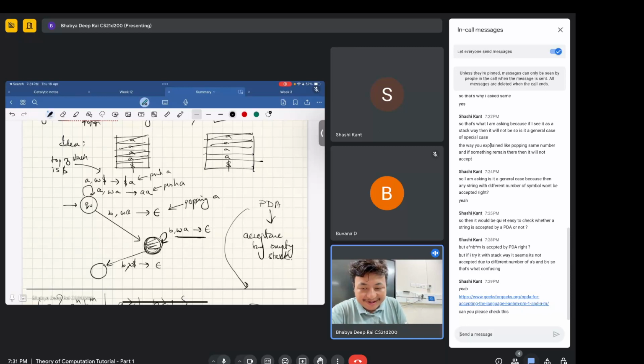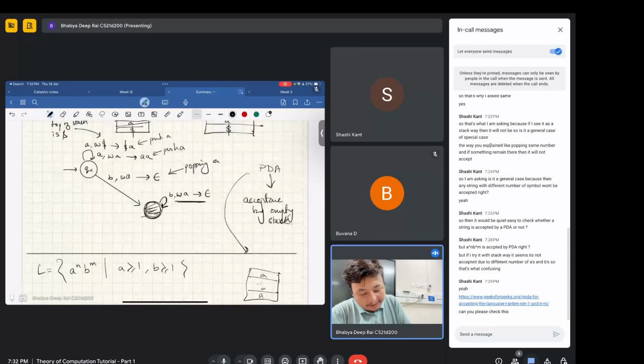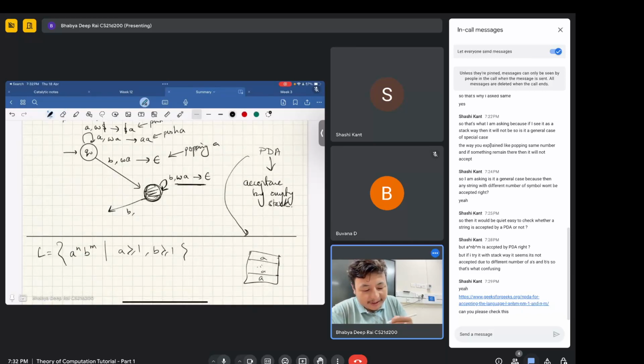I'll pop that dollar and go to this state, and this is actually your real reject. So if I keep seeing B's, and I see that I've entered an empty, I'll keep it at dollar. This is a reject. Okay, this is supposedly a reject.